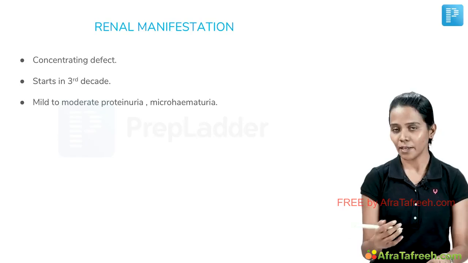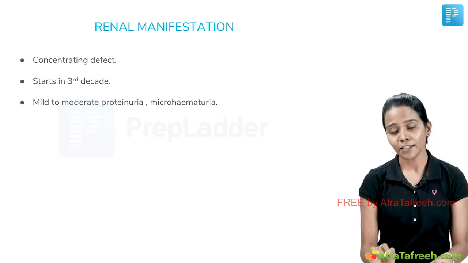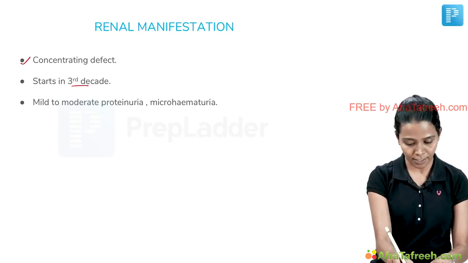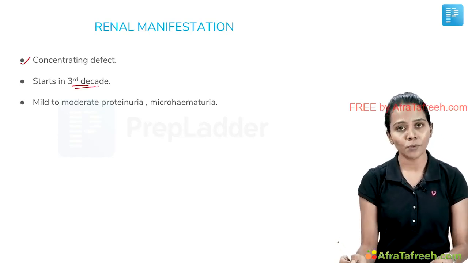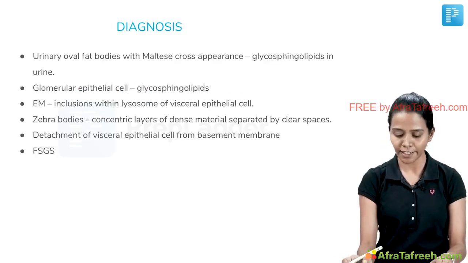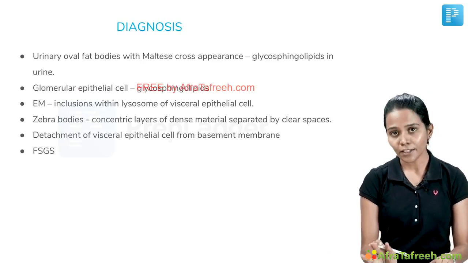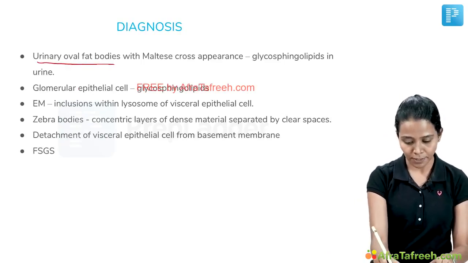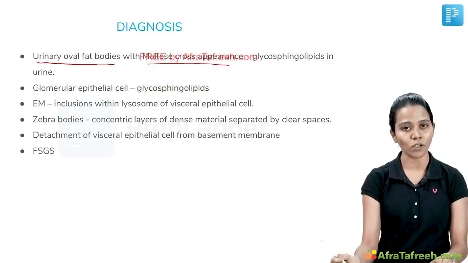Now, what are the renal manifestations? The first defect that is going to be seen is a renal concentrating defect. It generally starts in the 3rd decade. The patient is going to have mild to moderate proteinuria and also hematuria, like any other glomerular disease. The diagnosis of this condition is by urinary fat bodies presenting with a Maltese cross appearance.